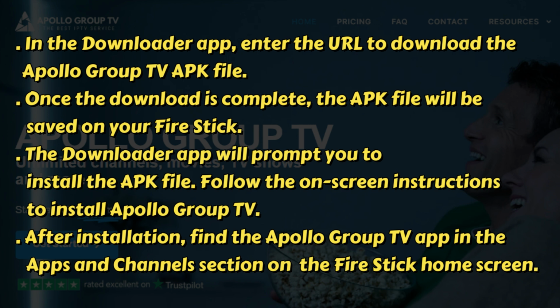Once the download is complete, the app file will be saved on your Fire Stick. The Downloader app will prompt you to install the app file. Follow the on-screen instructions to install Apollo Group TV.